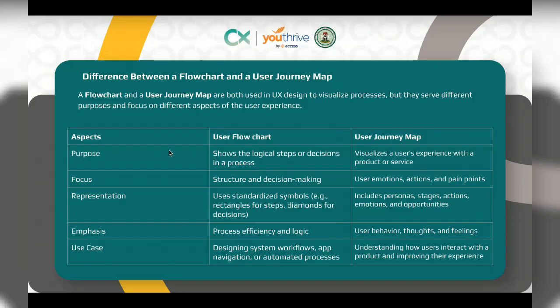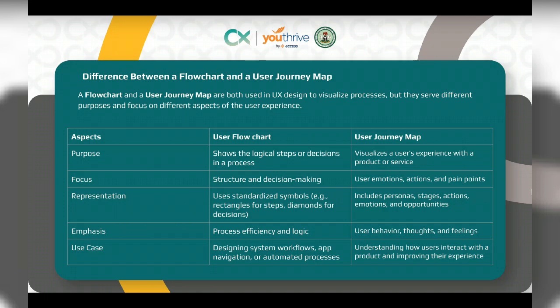We talked about flowchart and user journey mapping. So we said user journey map comes first before flowchart. And we looked at the purpose of both of them, their focus, their representation. We also talked about their emphasis and use case. Where do we as a designer or as a UX designer use it?